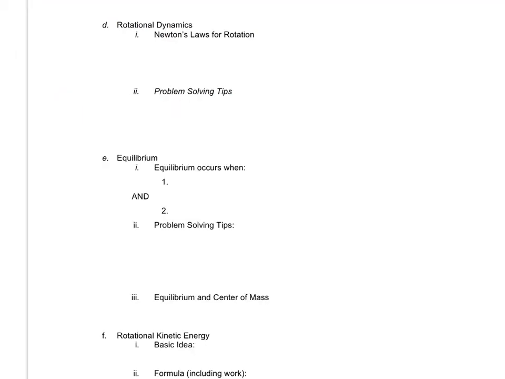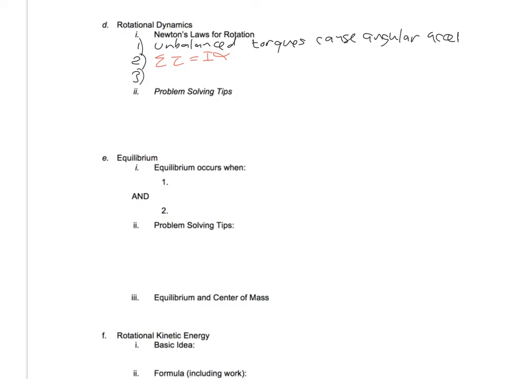All right, so let's move on to talk about Newton's laws for rotation, which are essentially the same as Newton's laws in general. So the first is that we have unbalanced torques cause angular acceleration, all right, just like unbalanced forces cause linear acceleration. Our second law that we have is our equation. Instead of sum of the forces equals ma, we have sum of the torques equals I alpha, our moment of inertia, times our angular acceleration.